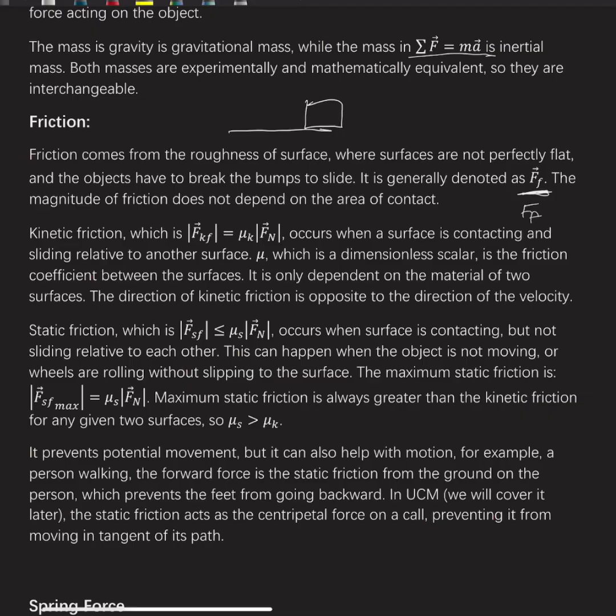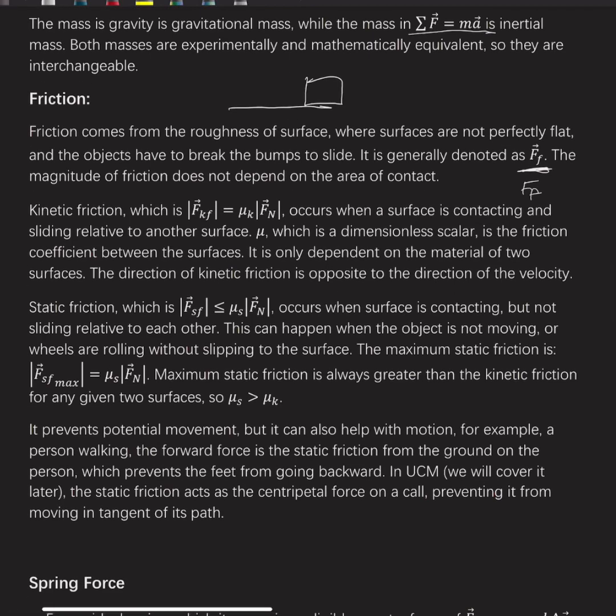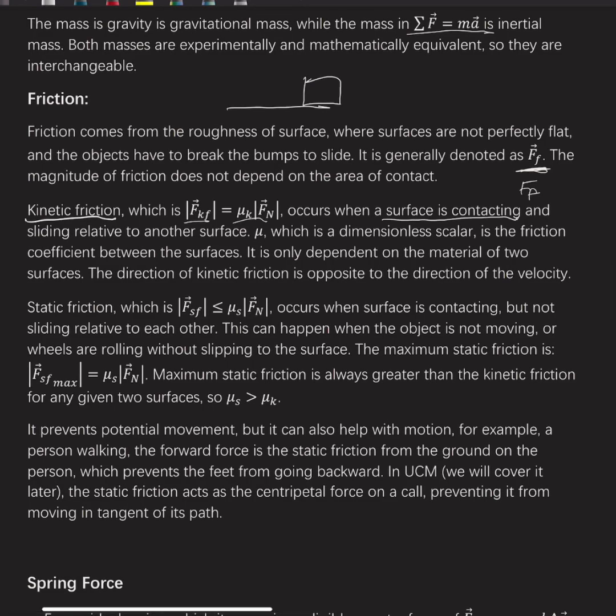The magnitude does not depend on the area of contact between the object and the surface. The magnitude of kinetic friction is equal to mu k times Fn. Mu k is the friction coefficient between the surfaces. Kinetic friction occurs when the surface is in contact and sliding relative to another surface. It must be sliding. Mu is a dimensionless scalar, the friction coefficient. It only depends on the material of the two surfaces. The direction of kinetic friction is opposite to the direction of velocity. It's independent of the applied force, but it depends on the velocity vector.